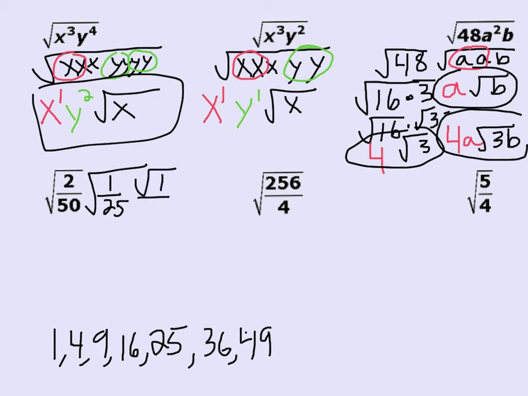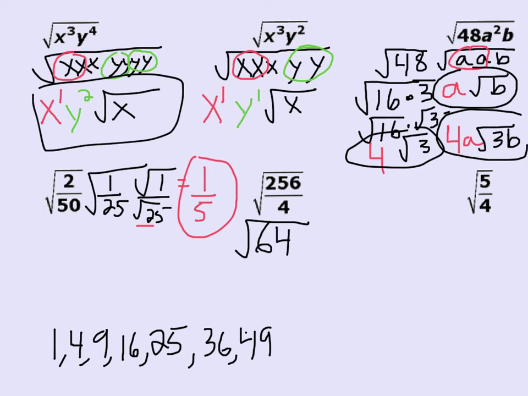Now, what I want you to do is give the top number a square root, and give the bottom number a square root. What's the square root of 1? 1 times 1 is 1. So the square root of 1 is 1, and the square root of 25 is 5. So that's how I got my answer. Let's try this one. First, I'm going to divide 256 by 4, and when I do that, I get 64. Well, now all I have to do is the square root of 64 is 8.